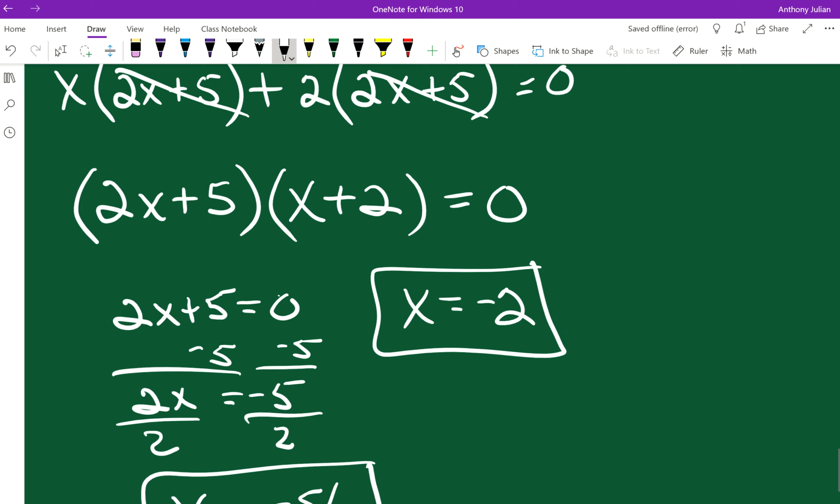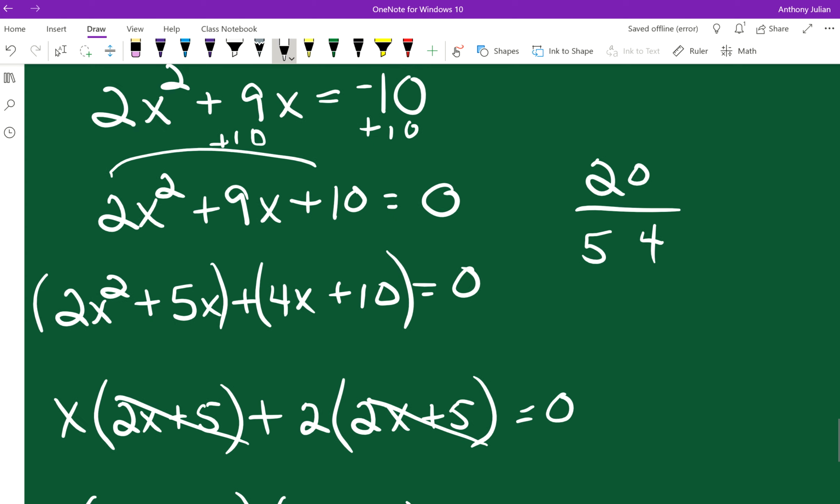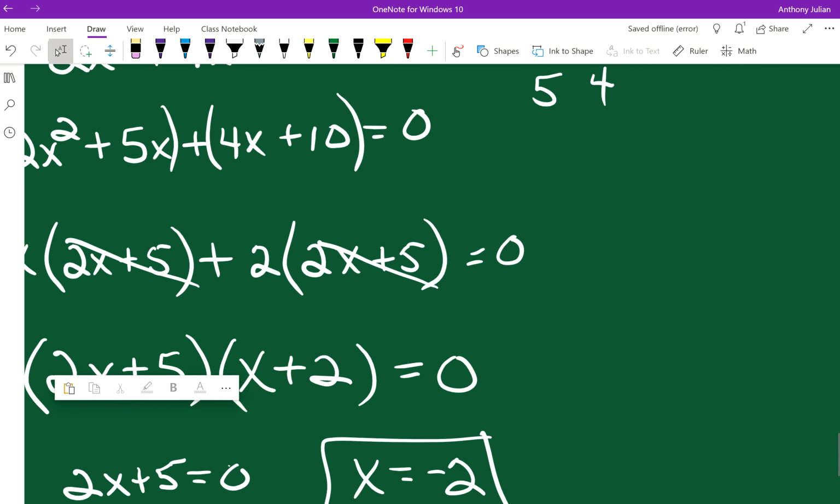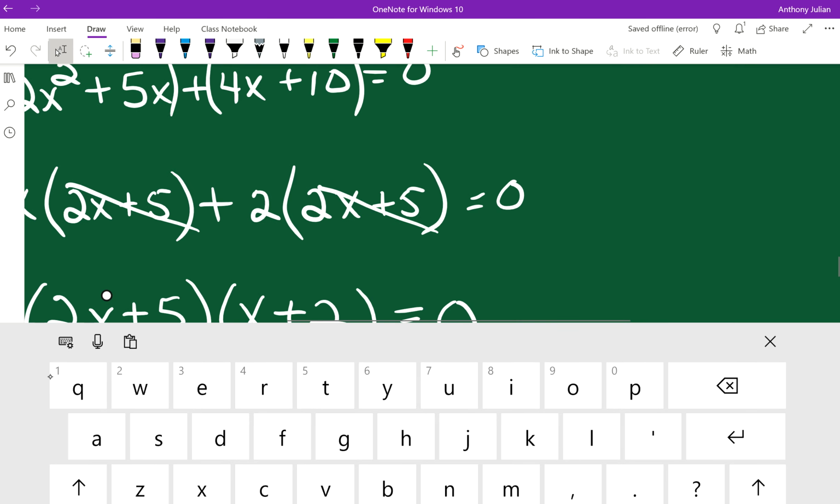Let's go back to the original and make sure it won't make a 0 in the denominator, and it will not. We needed x not equal to 0, and it does not. So that one is done.